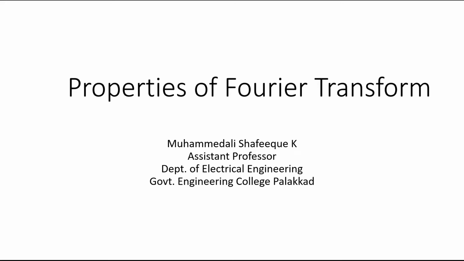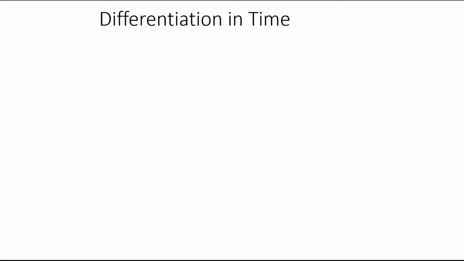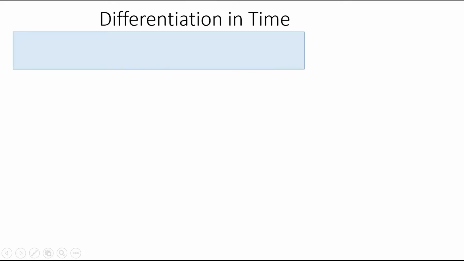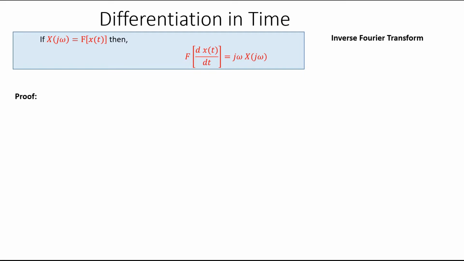Welcome all. In this lecture, we will be discussing some more properties of Fourier transform. The next property is differentiation in time. Suppose X(jω) is the Fourier transform of x(t), then the Fourier transform of the differential of x(t) is equal to jω times X(jω). So let us consider the proof of this property.